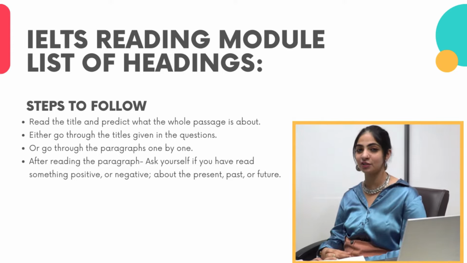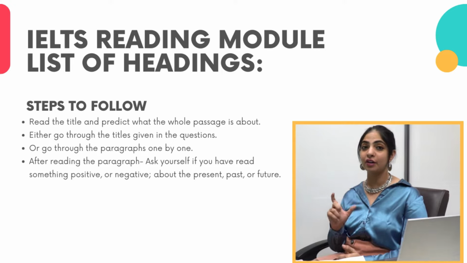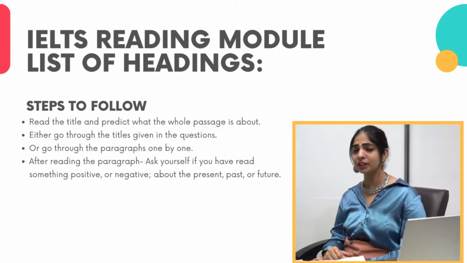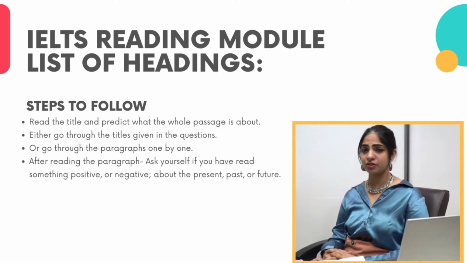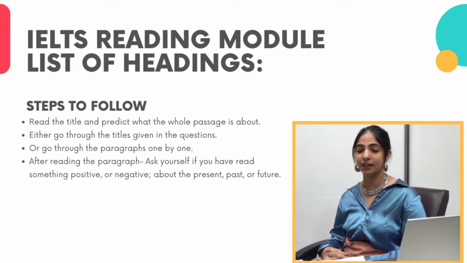So I hope you got to know how to do your list of headings. Let's revise it one by one. The very first thing you do is read the title. After reading the title, you read the paragraph very quickly. After reading one paragraph, you will ask yourself certain questions related to the connotation, whether this paragraph is talking about something positive or something negative. After having figured this out, you will go back to the titles given as list of headings and choose one of them.